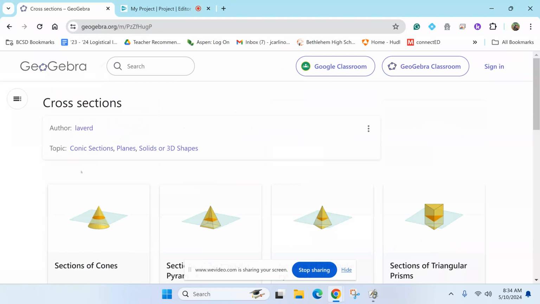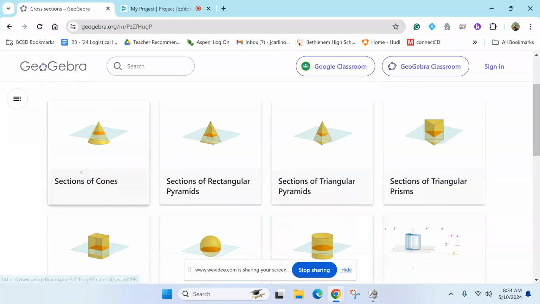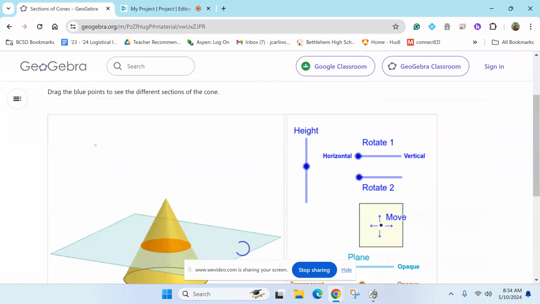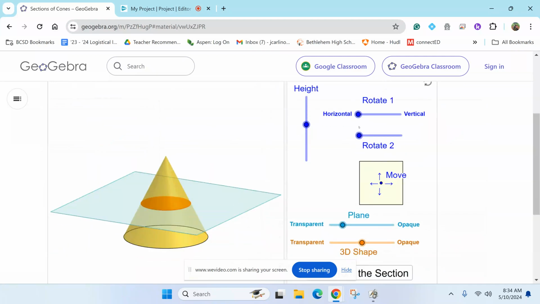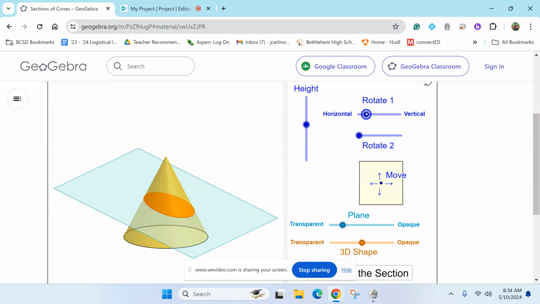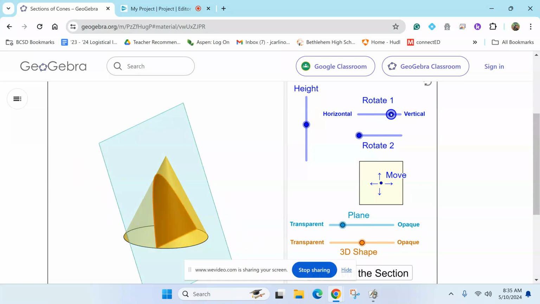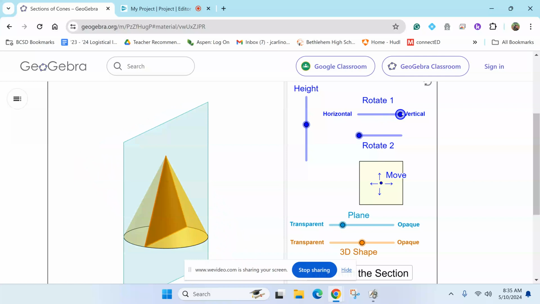I would spend maybe 5 or 6 minutes before the test on Monday picking a figure. So let's say you did cones. The only thing you need to fool around with is rotate 1 up here. Don't fool around with anything else. I don't know what happens, and I don't know how to get it back to the original. So I just screw around with rotate 1 from horizontal to vertical, and then you'll see all the different types of cross sections you get from cones. Just familiarize yourself with it.